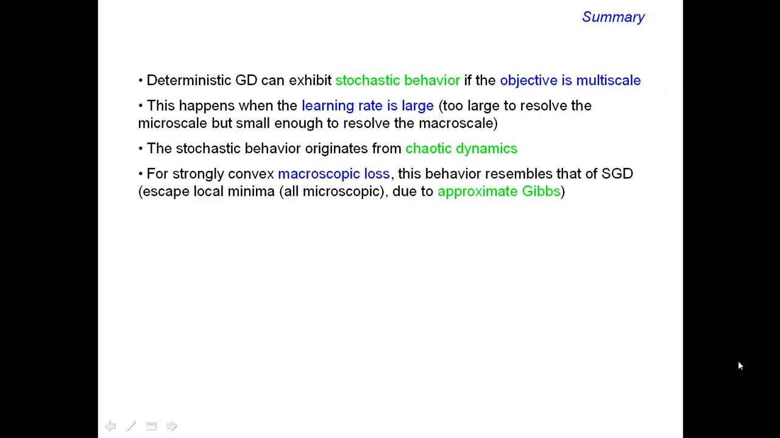And in terms of implications, for example, if the macroscopic part of your loss is strongly convex, then the behavior of deterministic gradient descent with large learning rate actually resembles that of SGD, and in particular, you can escape any local minimum, because all of the local minima are actually created by the microscopic potential. And you can escape those local minima because we know that the limiting distribution is approximately a Gibbs distribution, which does not see those local minima. So if you want to sample Gibbs, you have to have a way to escape all those local minima.